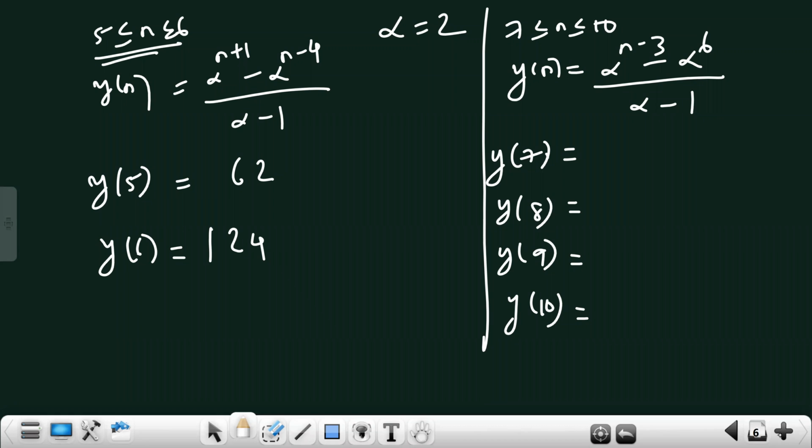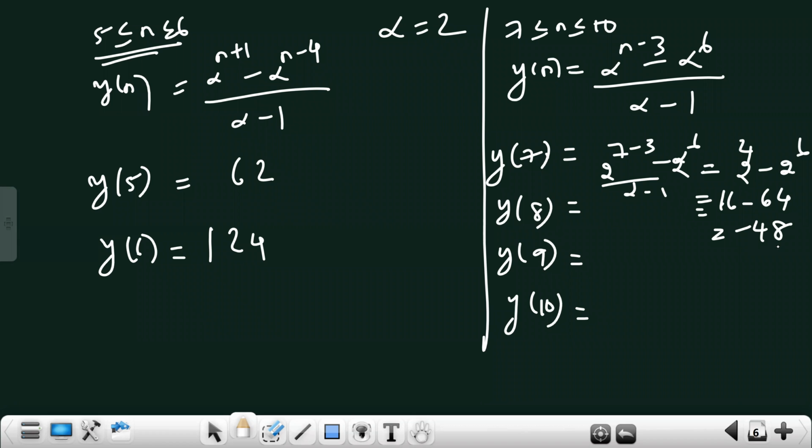Alpha is 2, right? So 2 raised to 7 minus 3 minus alpha raised to 6, by 2 minus 1. That is 2 to the power 4 minus 2 to the power 6. It will be negative. So 16 minus, what is 2 to the power 6? 64, right? So the answer will be minus 48, correct.